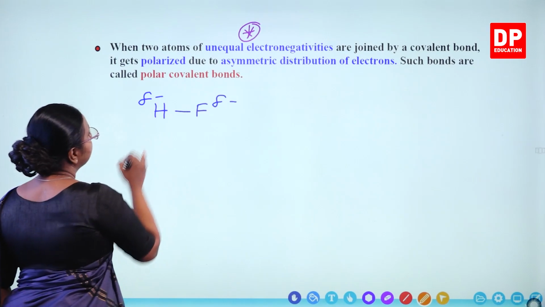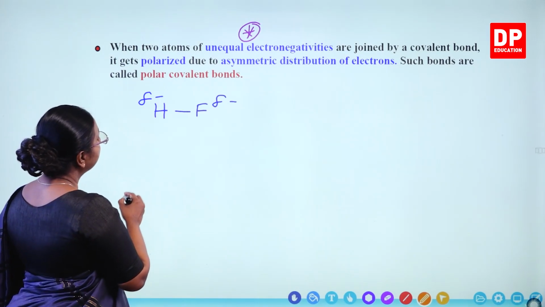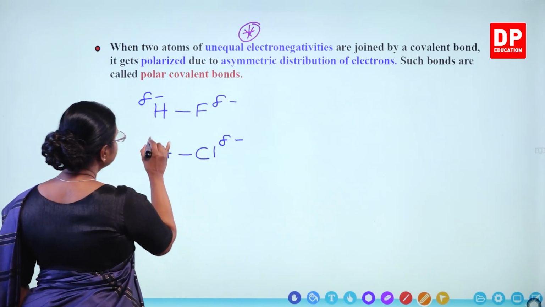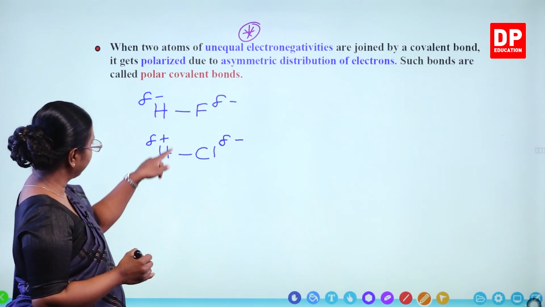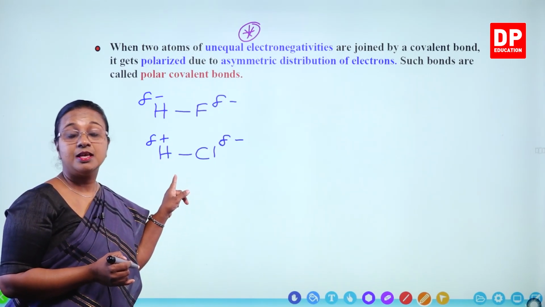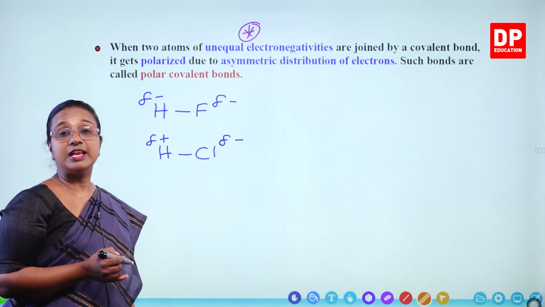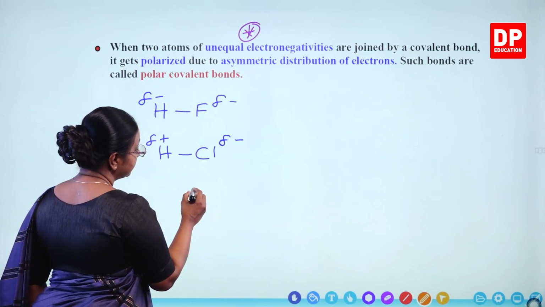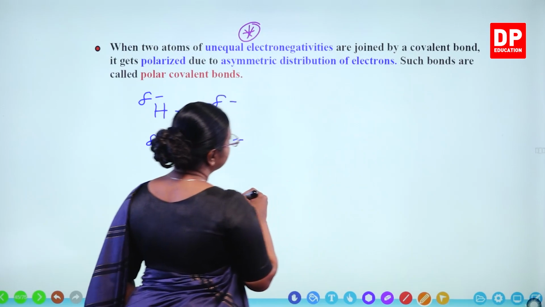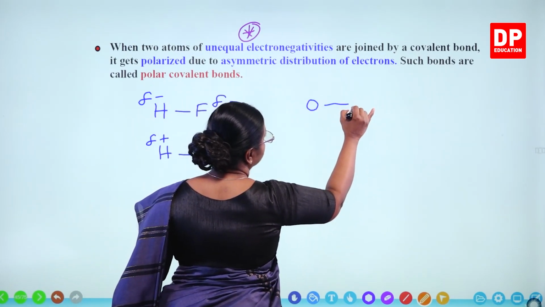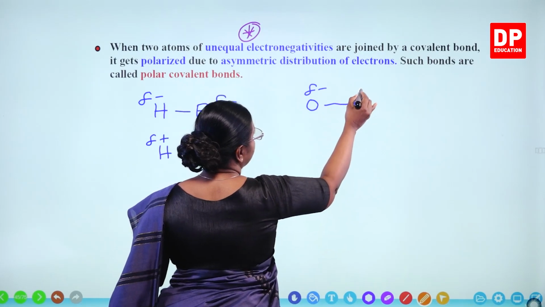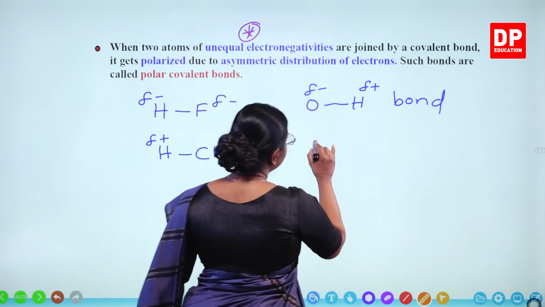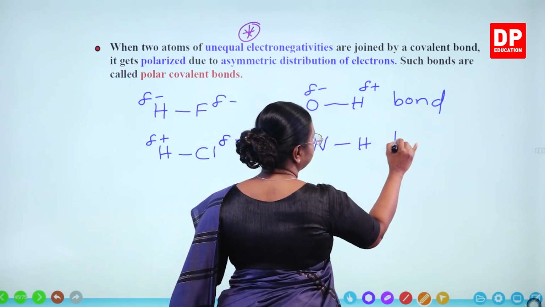Delta minus, delta plus. Even if you take the HCl bond, there is also delta minus and delta plus. You can see H has a slightly lower electronegativity, whereas chlorine has a higher electronegativity. Even if you take the bond present in water, we will be discussing water again, the OH bond. Here also this becomes delta minus, this is delta plus. Same way if we take the NH bond.